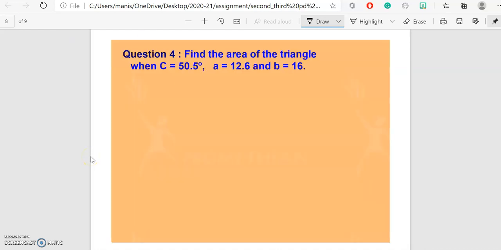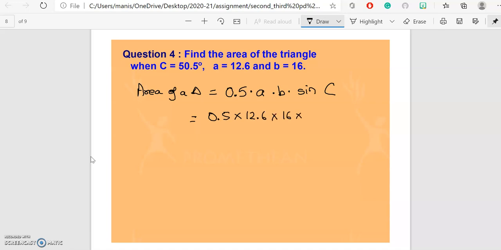Find the area of the triangle when angle C is 50.5 degrees, lowercase a is 12.6 and side B is 16. So in this case my formula is area of a triangle is equal to 1/2, meaning 0.5, times A times B, and the included angle is what? Sine of C. So what I will do is substitute the values over here. So this is your 12.6 times 16 times sine of what? 50.5 degrees. So I will type this in the calculator to find my answer.